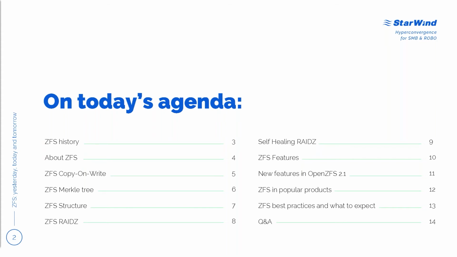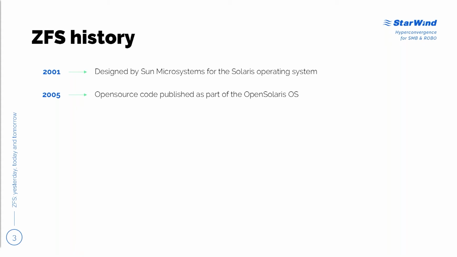So let's kick off. ZFS was originally developed by Sun Microsystems for the Solaris operating system in 2001. In 2005, the source code was published as open source as part of the OpenSolaris OS. In 2006, ZFS started porting to Linux, basically FUSE. In 2008, the port to FreeBSD was released as part of FreeBSD 7.0, and at the same time, the development of the native Linux port started.